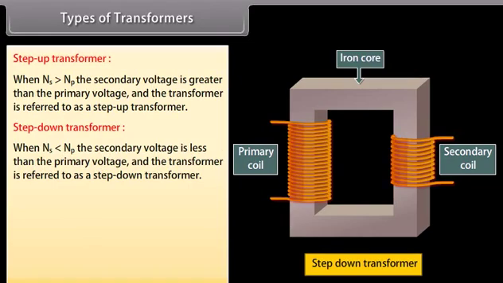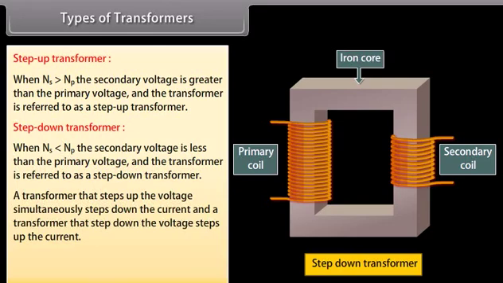transformer. A transformer that steps up the voltage simultaneously steps down the current, and a transformer that steps down the voltage steps up the current. IS by IP is equal to Vp by Vs is equal to Np by Ns.